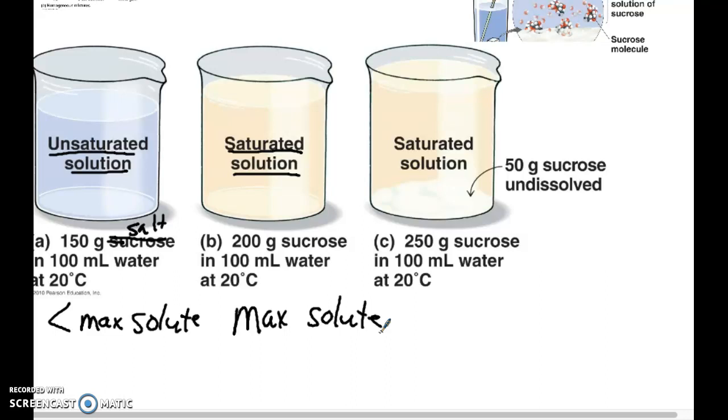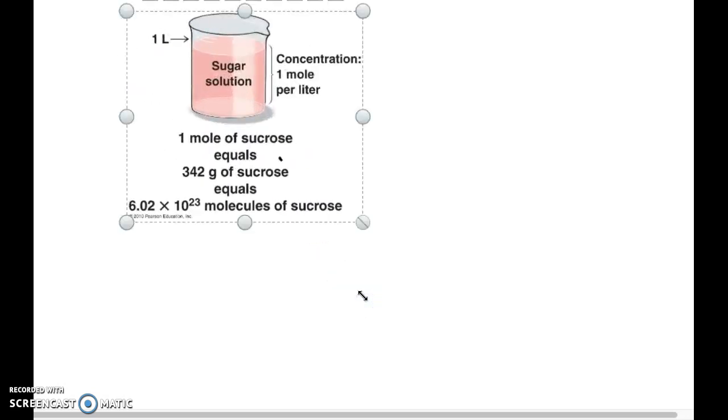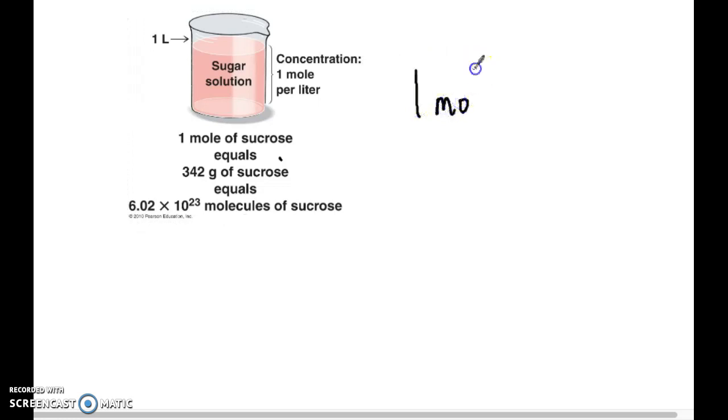So since it depends on temperature and some other things, maybe we need a way to measure how much is actually in the solution. Not compared to how much you can hold, but just how much sugar or salt is actually dissolved in there. And in chemistry, when we try to measure the amounts of things, we use units called moles. Now, moles are not little furry things that get in your lawn, although I do have some of those at my house. In chemistry, 1 mole is equal to 6.02 times 10 to the 23rd of something.